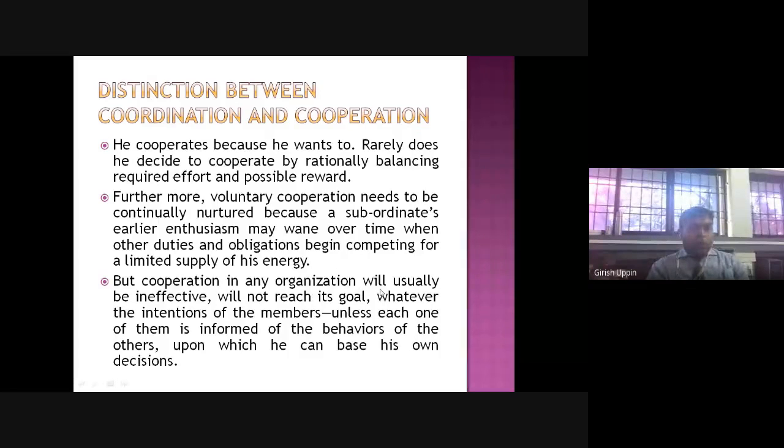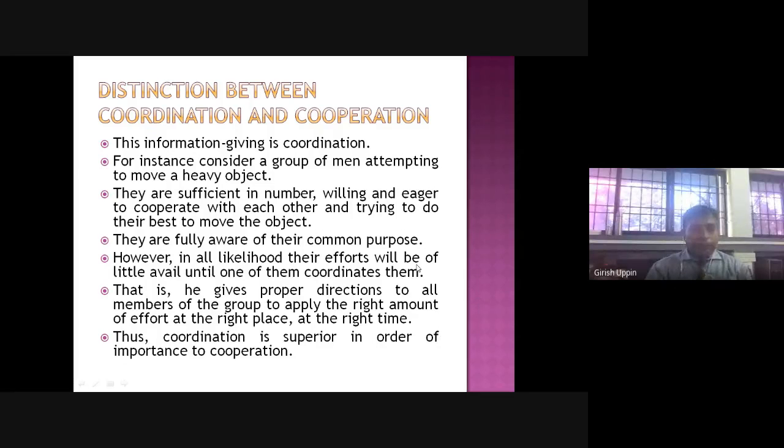But cooperation in any organization will usually be ineffective, and will not reach its goals, whatever the intentions of the members, unless each one of them is informed of the behavior of the others upon which he can base his own decision. So cooperation by itself is not an effective way in an organization. Giving information is coordination. So far we saw cooperation, which is mostly voluntary. There is no responsibility attached to it.